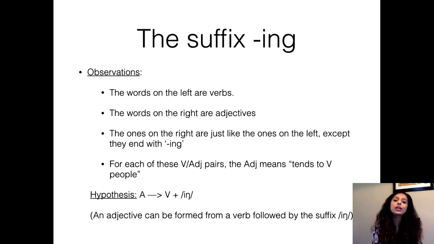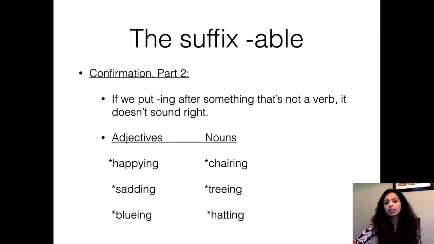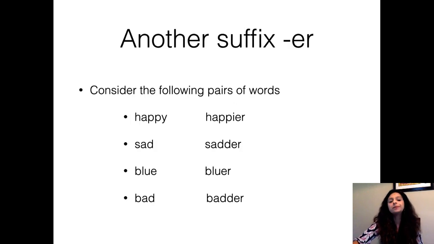And so you can create a new rule where you take the verb and attach the suffix ing, and then you derive the adjective. And again, to confirm this, I can create a new word called drass, which means to make angry, and you can probably understand the meaning of that comment on my paper was really drassing. And the second confirmation, you can attach ing to adjectives like happying, sadding, blueing, and nouns like chairing, treeing, hatting, and see that these are actually ungrammatical.